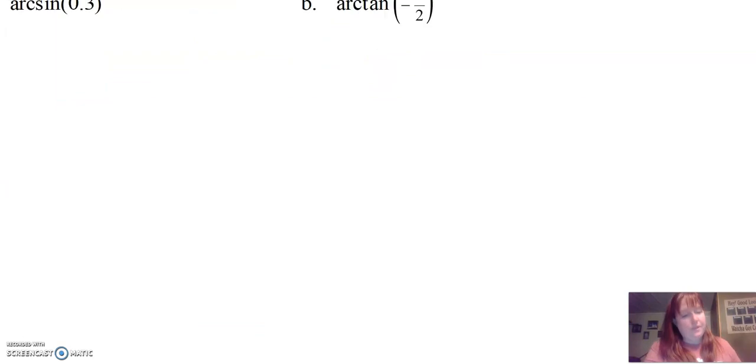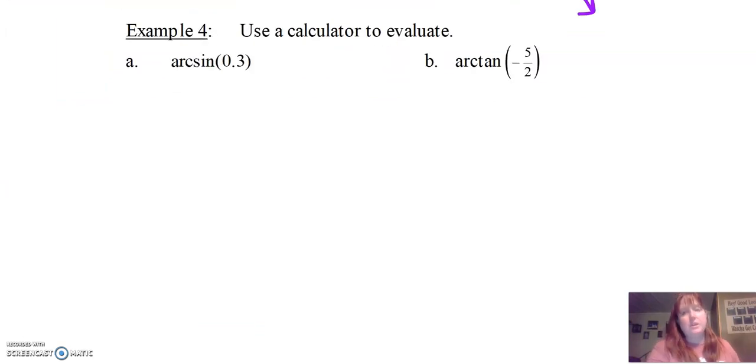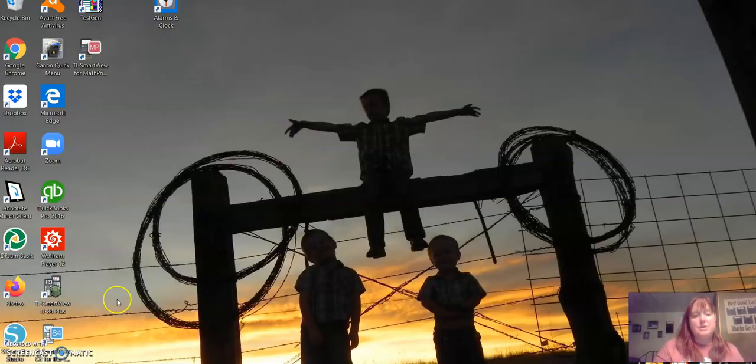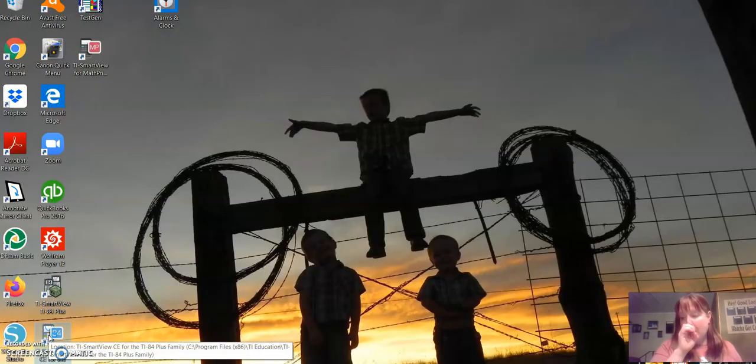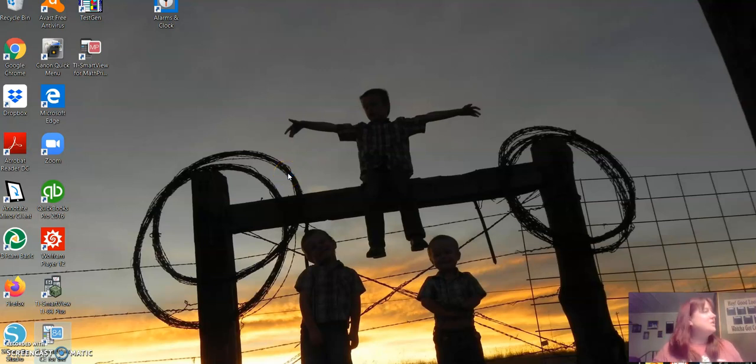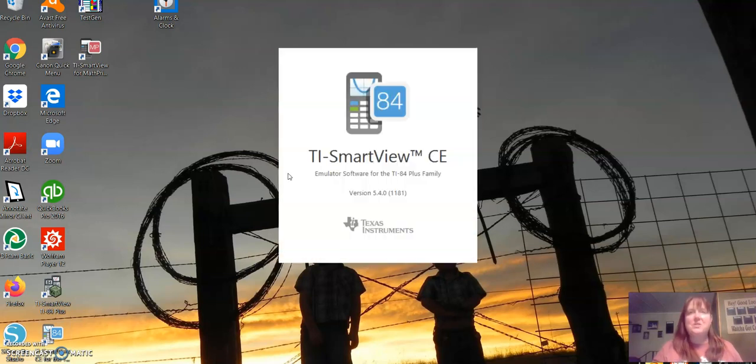Okay, let me find the next one. All right, we're going to use a calculator to evaluate these ones. So we just pull up our calculator. I thought I had it pulled up, so I'll just chill here for a second while we're getting the calculator pulled up. Awkward silence. So we're just going to plug them in. You just have to know how to find the arc sine button on your calculator.